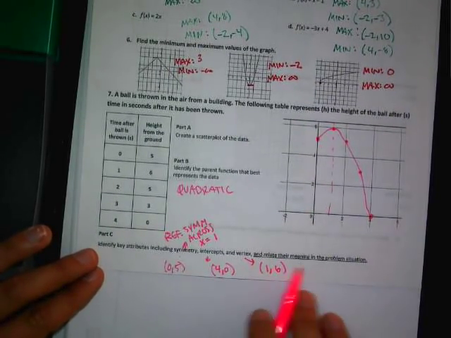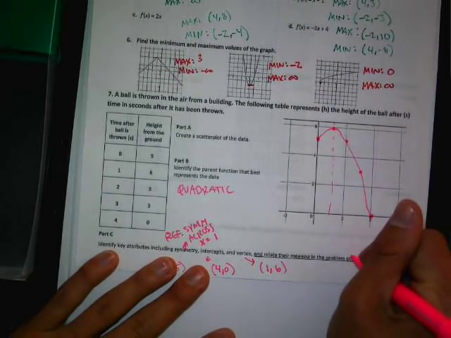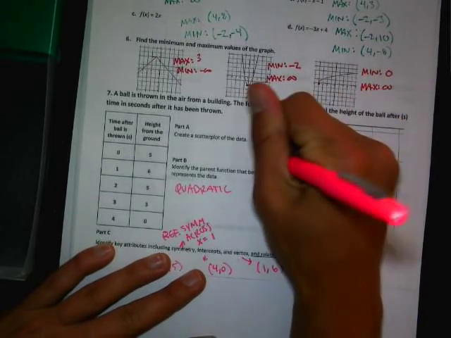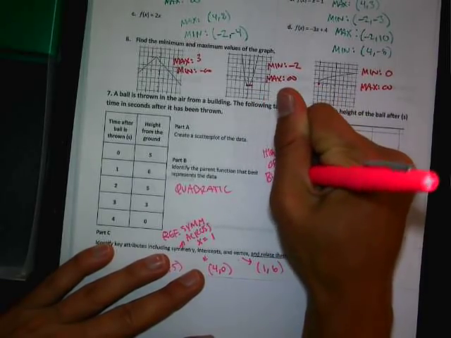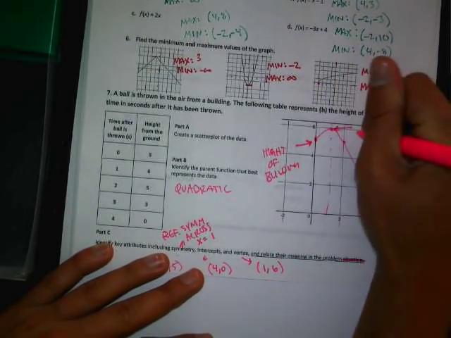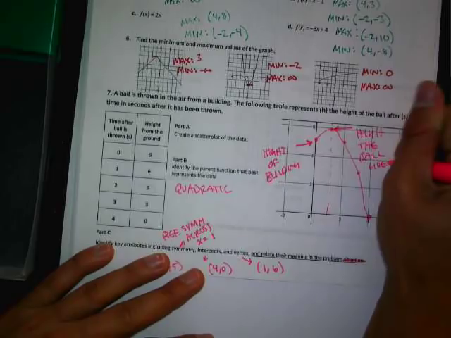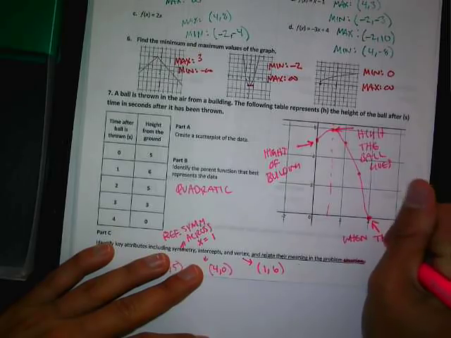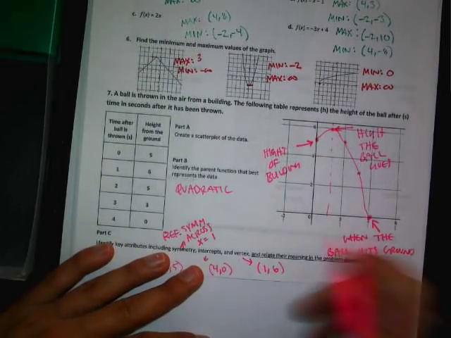All right, now it says relate their meaning in the problem situation. I think I said that wrong in the problem. The word situation is not supposed to be there. So basically, I want to know what's happening in this problem. Well, I know that the y-intercept is the height of the building. The vertex is how high the ball goes. And the x-intercept is when the ball hits the ground, because that is the arc of the ball.